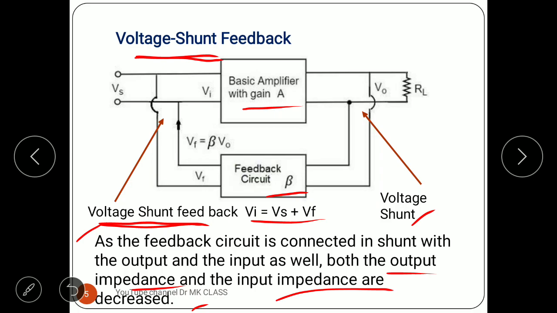When we are connecting a shunt parallel, usually resistance will decrease. When resistance, for example 1 kilo ohm is parallel with 1 kilo ohm, the overall resultant resistance will be 500 ohm, so it will decrease. That is what will happen here. When it is an input side as well as output side, if it is a shunt, both sides resistance will decrease. So this is a voltage shunt feedback.